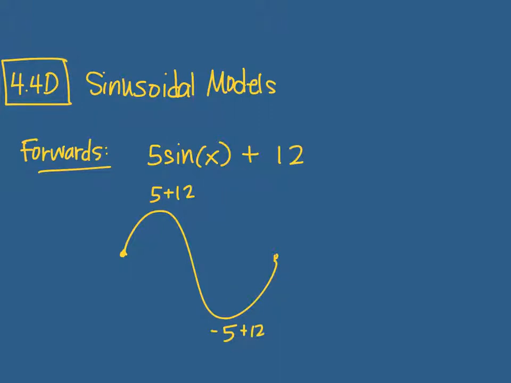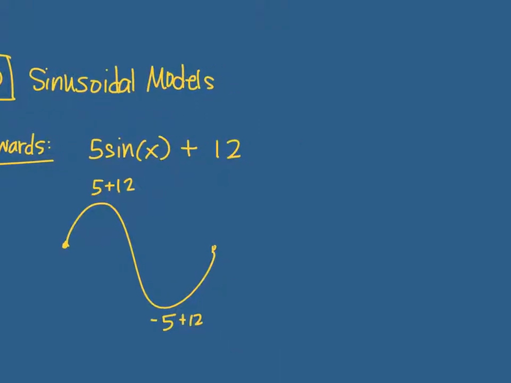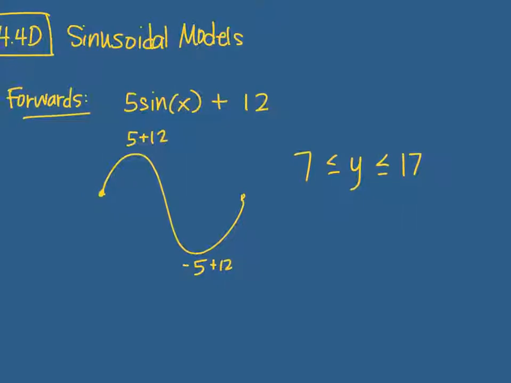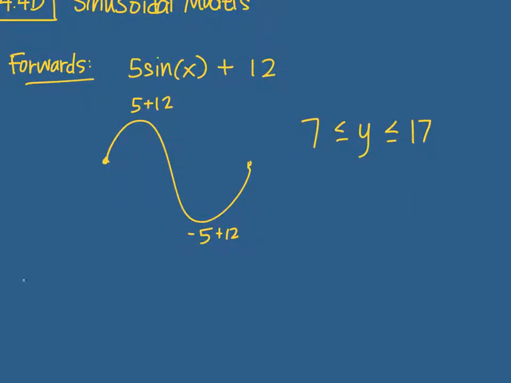And what's the new range? 17 is the high, but what's the lower one? 7. 7 to 17. That's forwards. Okay, what if we do this backwards? What if I give you the range and I ask you to work backwards and tell me where it came from? That's the whole point of a sinusoidal model. So let's try that.